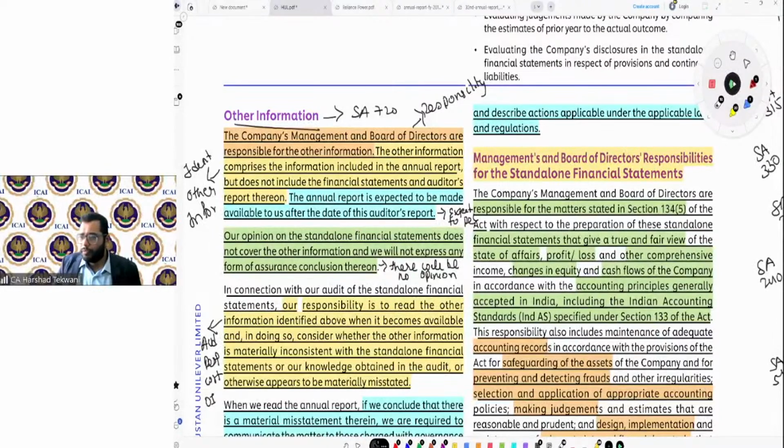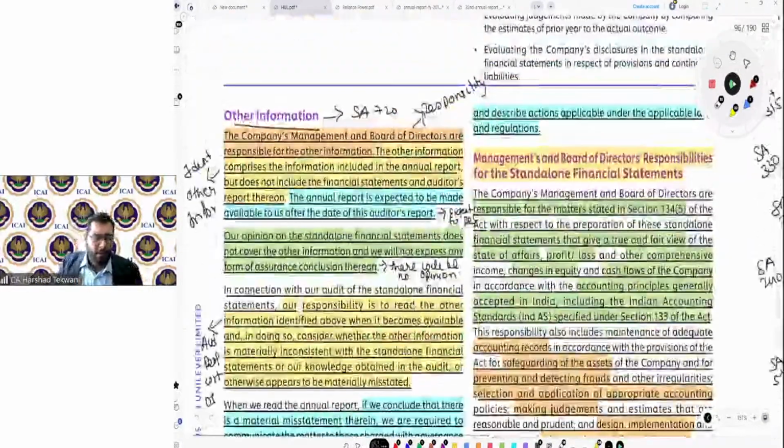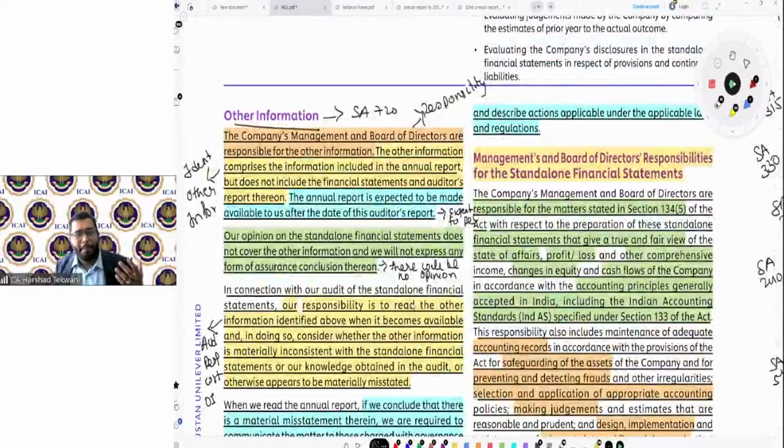Okay, so this is how the other information is presented, and the other information paragraph is there in the audit report. Any doubt? Any doubt, guys?